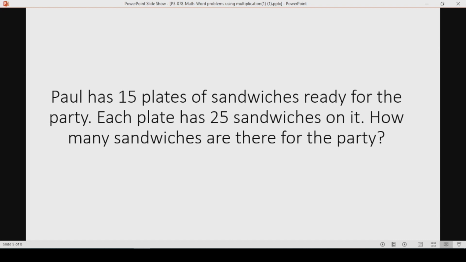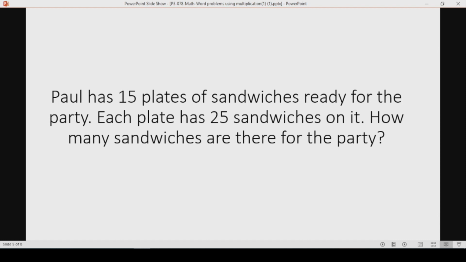Paul has 15 plates of sandwiches ready for the party. Each plate has 25 sandwiches on it. How many sandwiches are there for the party?